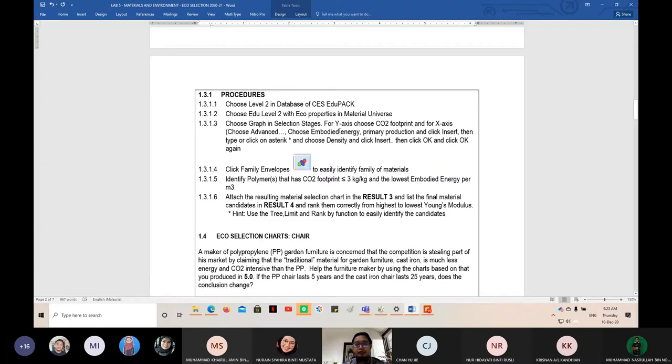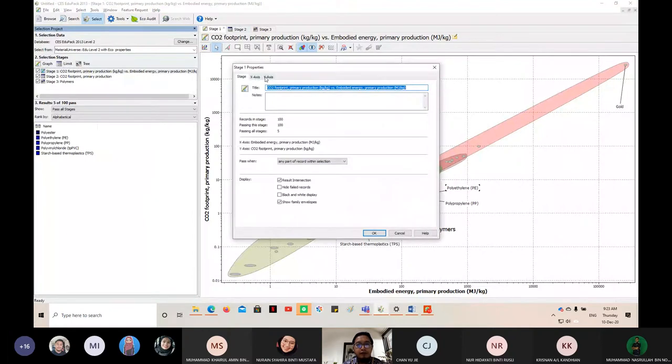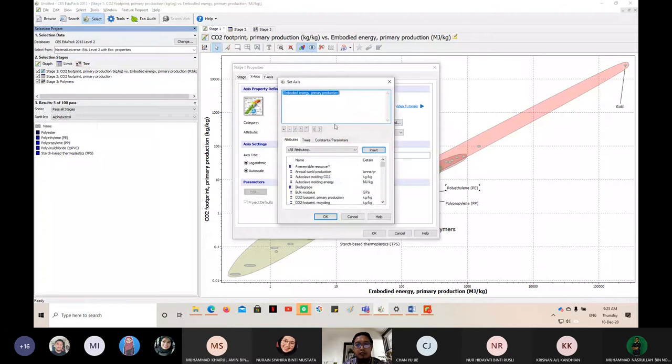So again, we start off with level 2. For the axes, we again choose the embodied energy primary production, click insert advanced. Sorry, for the y-axis we choose the CO2 footprint. Again, we don't change the y-axis. For the x-axis, we use the embodied energy, insert, and then choose density and click insert. I'll just edit this stage. Y-axis I don't change, I just change the x-axis.